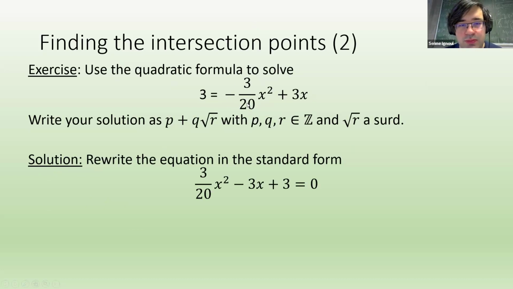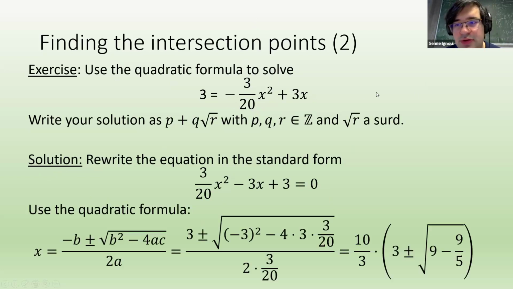So we put the right-hand side to the left by adding 3 over 20 x squared and subtracting 3x, and we get this. And on this expression, we can use the quadratic formula. So the quadratic formula, everyone got it right earlier. It's minus b plus or minus square root of b squared minus 4ac divided by 2a. I just plug in the numbers.